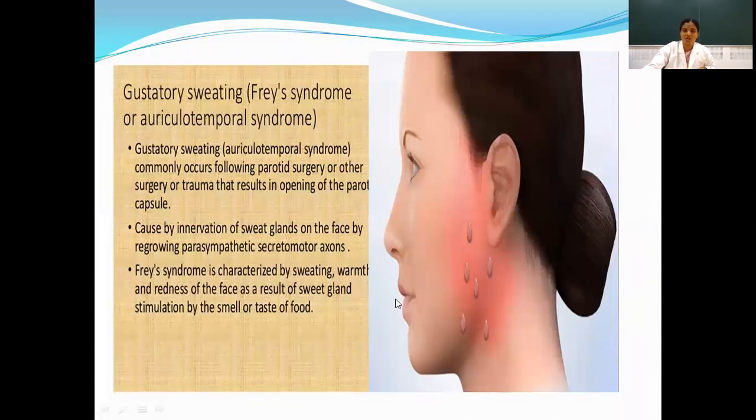And I told you first, while eating something, there is sweating just in front of the ear and below the ear. What is this? Gustatory sweating. Actually, this is a very interesting complication. As I told, what is the secretomotor nerve supply to the parotid gland? Auriculotemporal nerve. Any penetrating wound of the parotid may damage the auriculotemporal nerve as well as the great auricular nerve. Auriculotemporal is secretomotor.